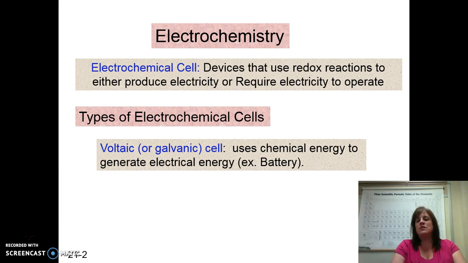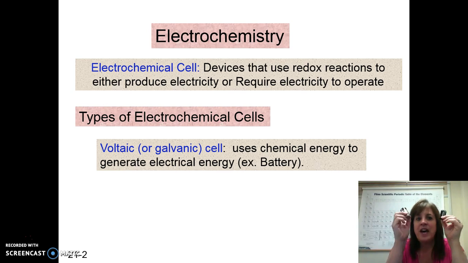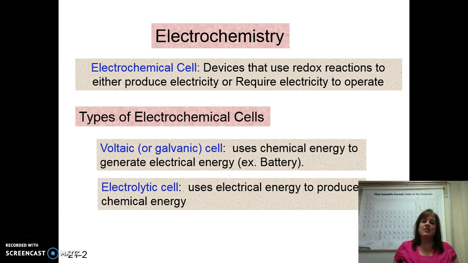Now, there are two different types of electrochemical cell. There's voltaic cells, or galvanic cells, which are batteries. They use chemical energy to generate electricity. So that is actually a voltaic cell. There are electrolytic cells, and those use electrical energy to produce chemical energy. So like I said, that's like recharging the battery. That's an electrolytic cell.